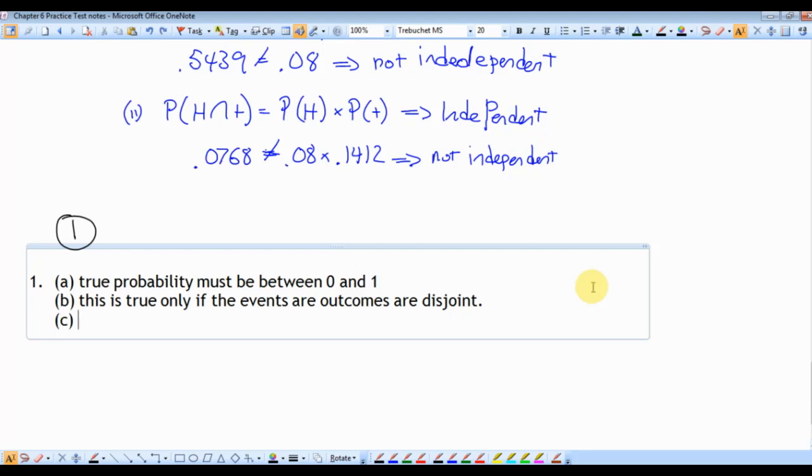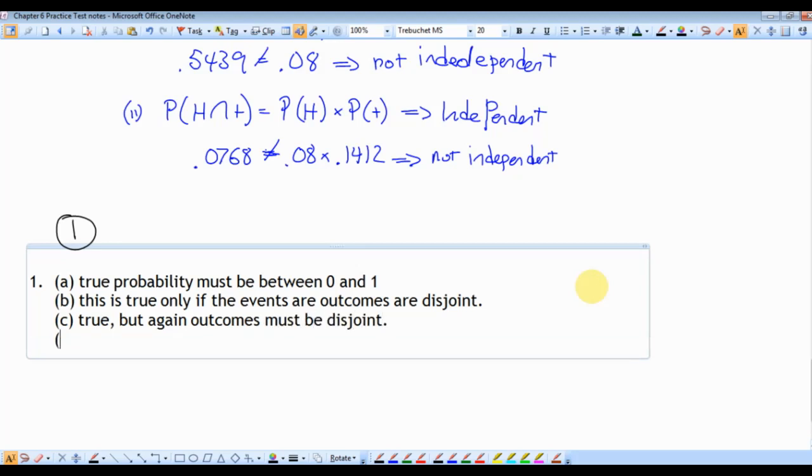All right, letter C. The probability of an event is the sum of the outcomes in the sample space which make up the event. That is true. But again, outcomes must be disjoint. Letter D is all of the above. E is A and B. So actually all of the above are true.